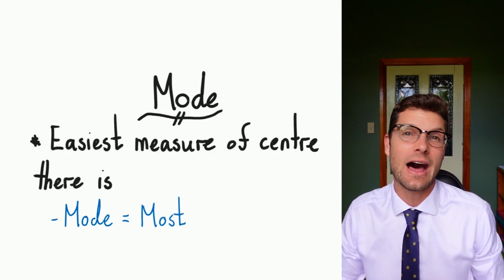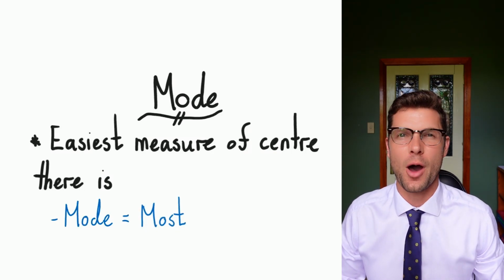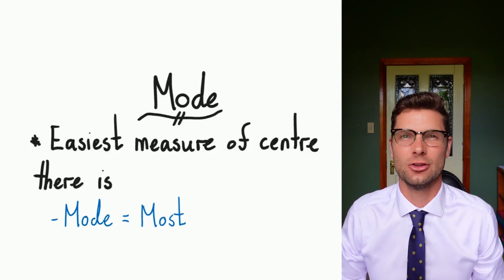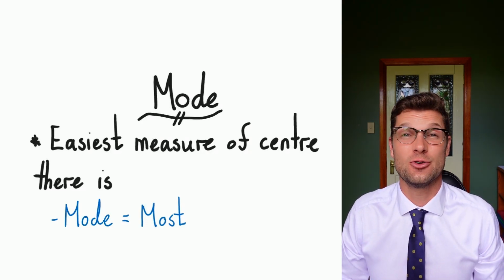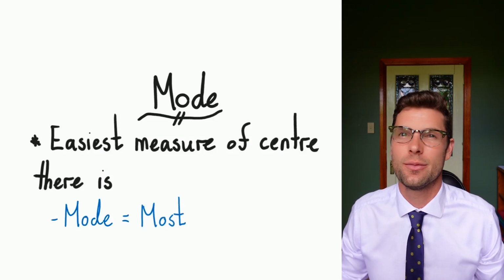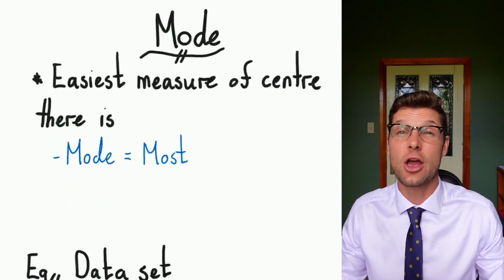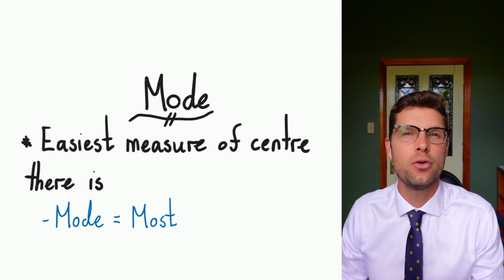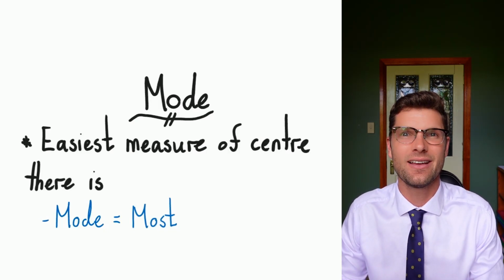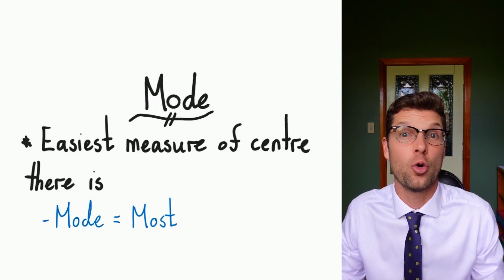Today we're going to look at our last measure of centre, which is called the mode. And this is by far the easiest measure of centre that we're going to look at. The maths you've got to do is almost nothing. As long as you can count and look, you will get these right. So the only thing we need to know is that mode means most. So the most common data point is the mode. And that's all we've got to look at.